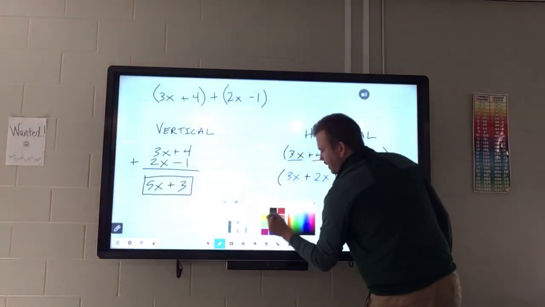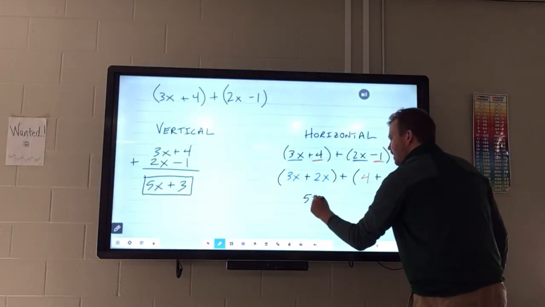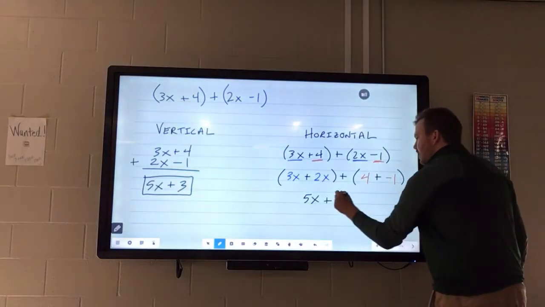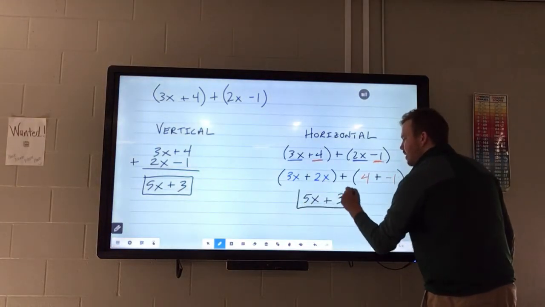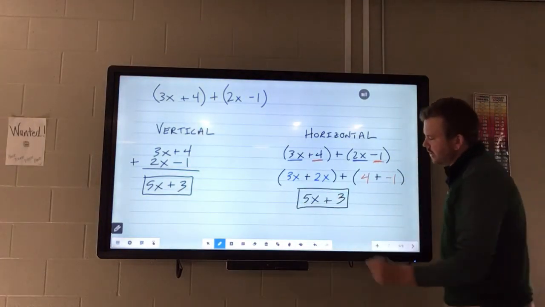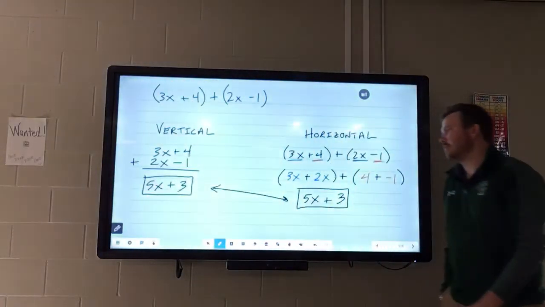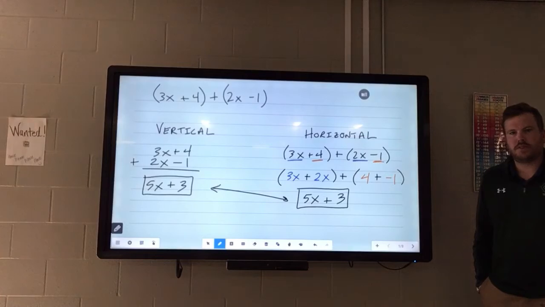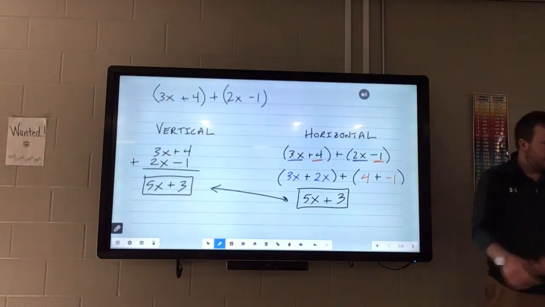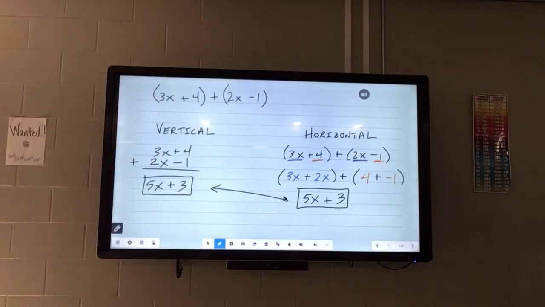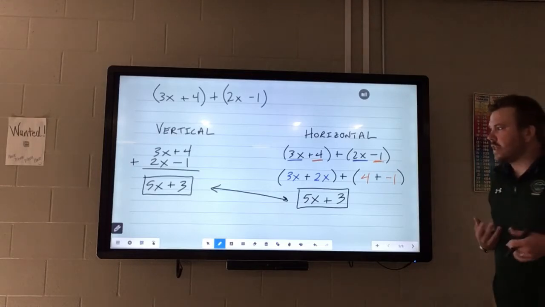Simplify each grouping. 3x plus 2x is 5x. 4 plus negative 1 is 3, which gives me my final answer. What you should notice is that the answers are exactly the same. However, just different methods. Now you'll also run into subtracting expressions, which actually is a little bit more difficult. You may remember from earlier in chapter 2.